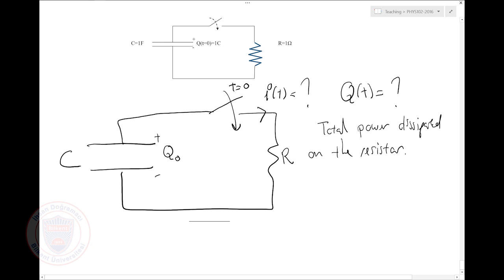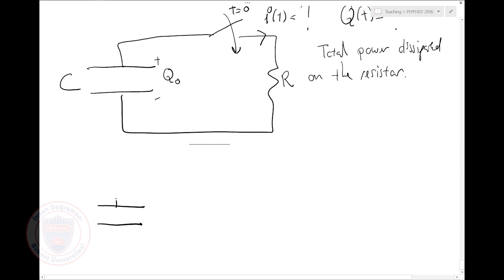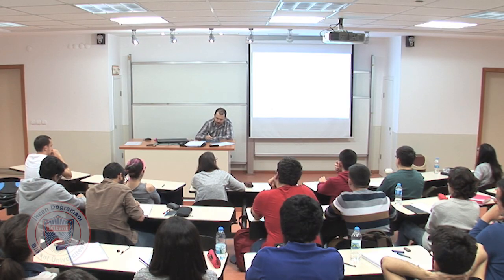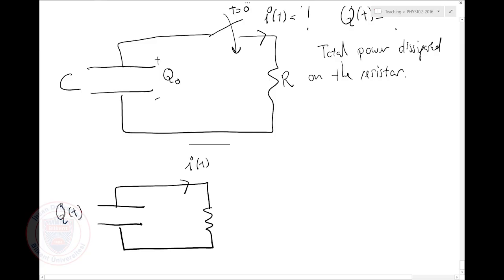Right. How do I do this? And it's actually quite simple. Here is my circuit sometime after the switch is closed. Now the charge here on the capacitor is no longer Q0, but it's some function Q of t. And the current is I of t.